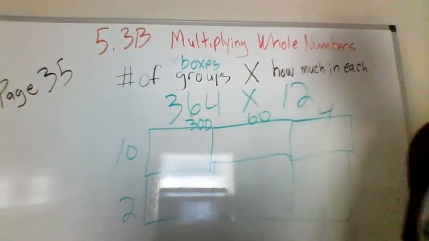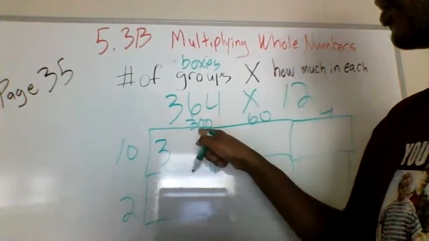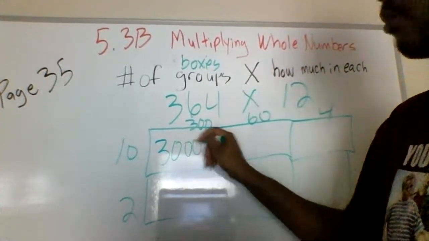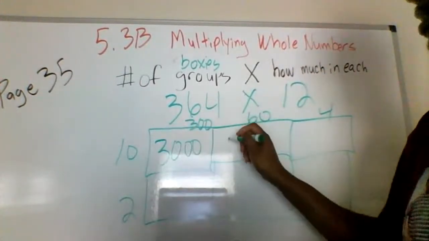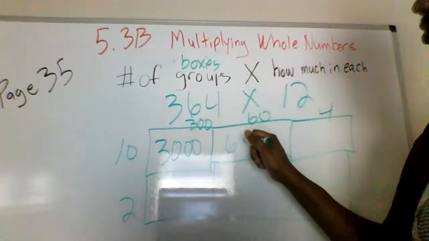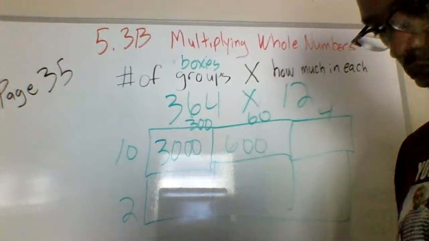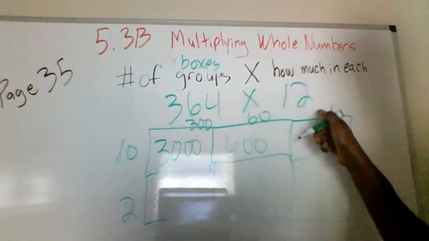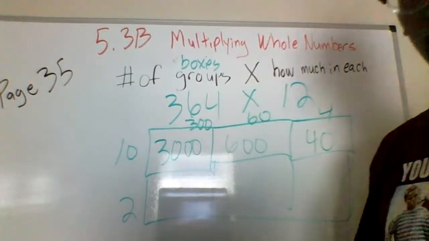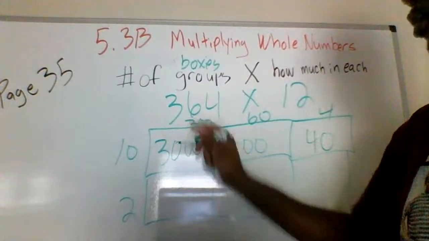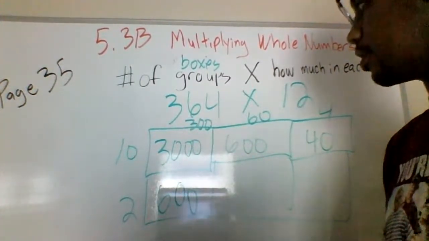All right. Now, 1 times 3 is 3, and then I have 1, 2, 3 zeros. That's 3,000. 1 times 6 is 6, then I have 2 zeros. That's 600. 1 times 4 is 4, and I have a 0 behind it. That's 40. 2 times 3 is 6, and I have 2 zeros. That's 600.